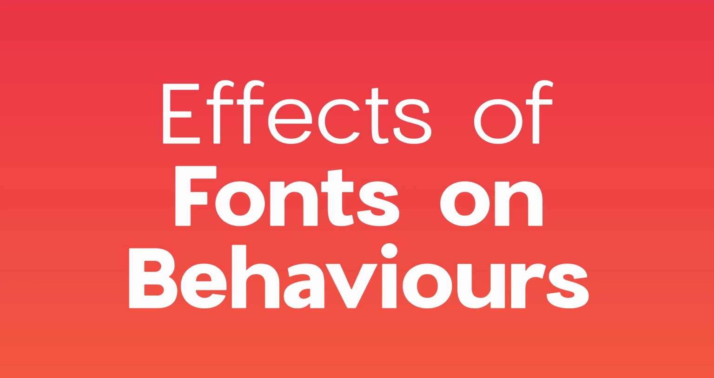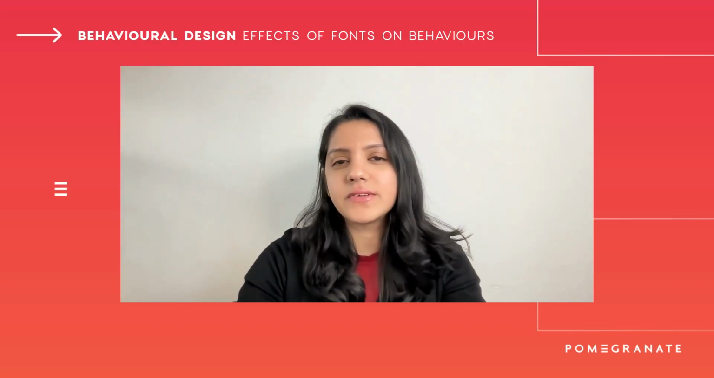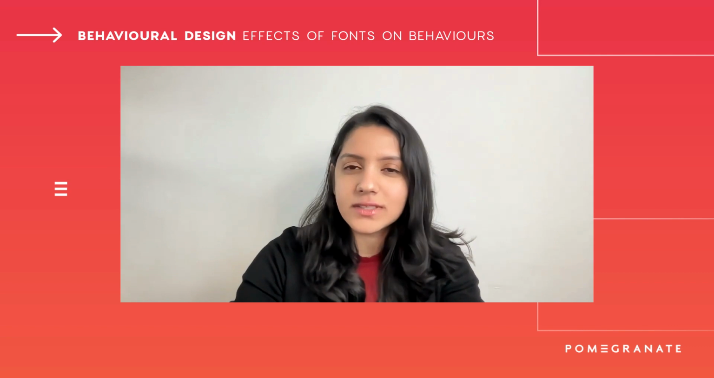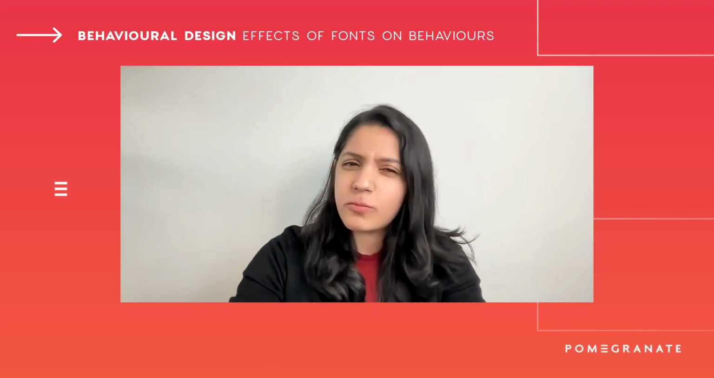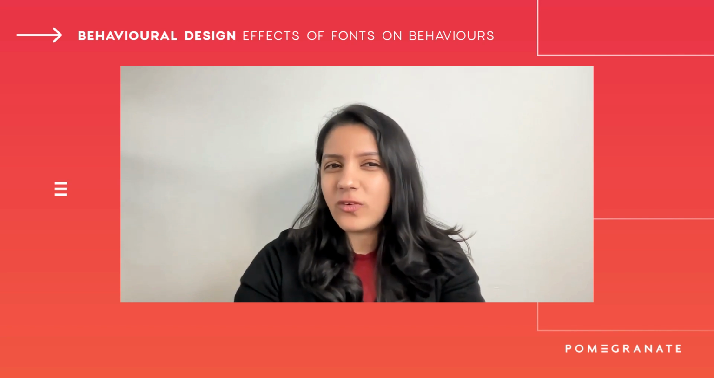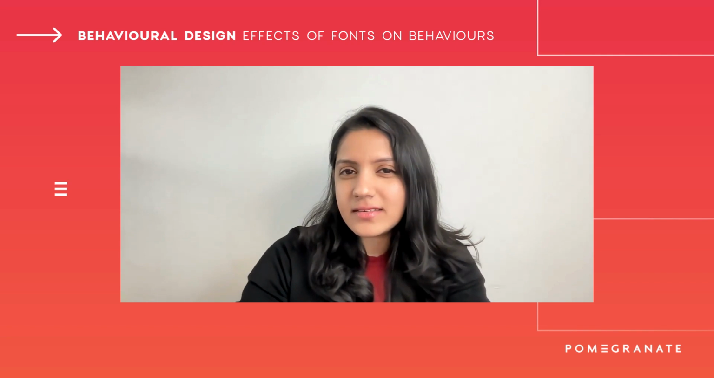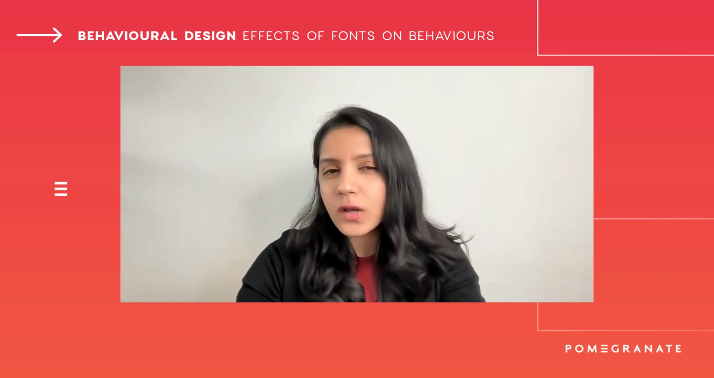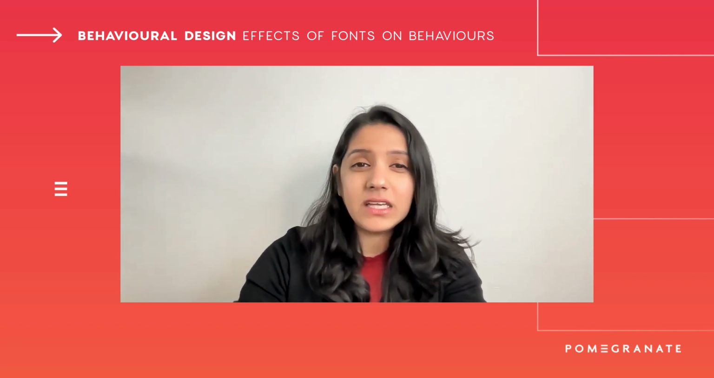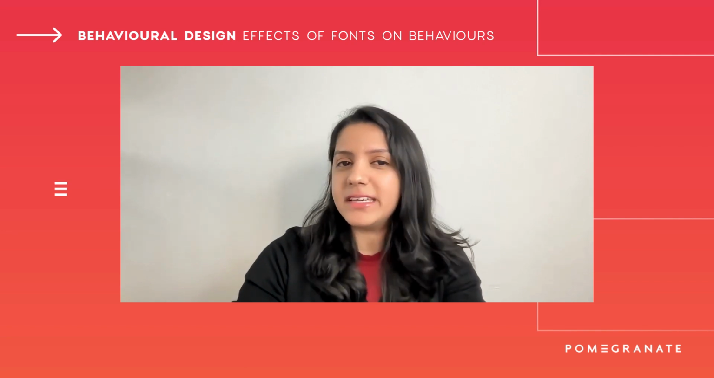Number two, effects of fonts on behaviors. So the next thing I want to talk about is some interesting research conducted about people's perceptions and behaviors when they're presented text and fonts in a certain way. For a brief context, in the timeline of human development, we have to remember that reading is a relatively new cognitive process. It is speculated that while we may have started talking around 100,000 BC, we may have only started to slowly read around 6,000 BC.